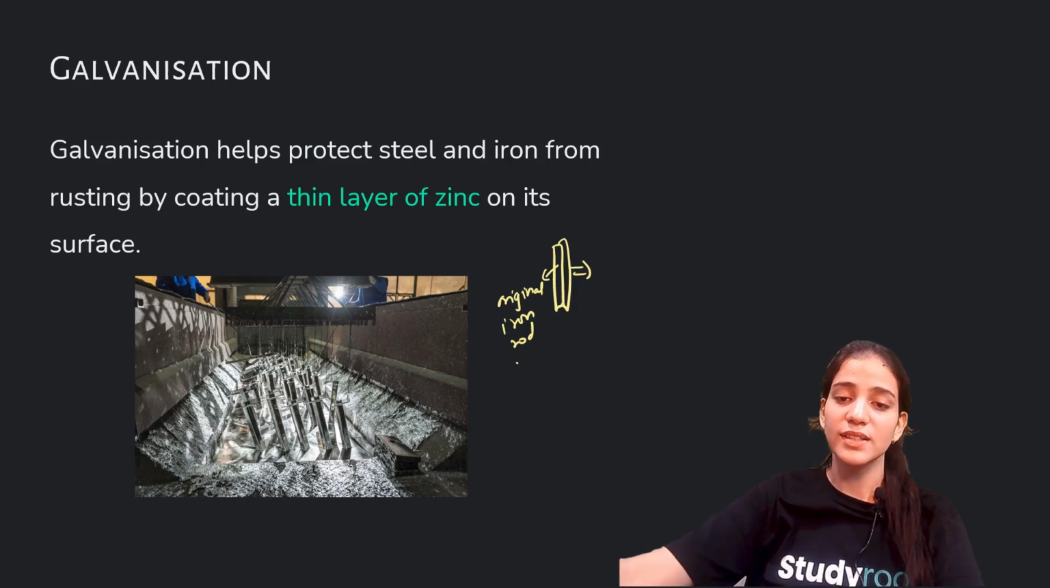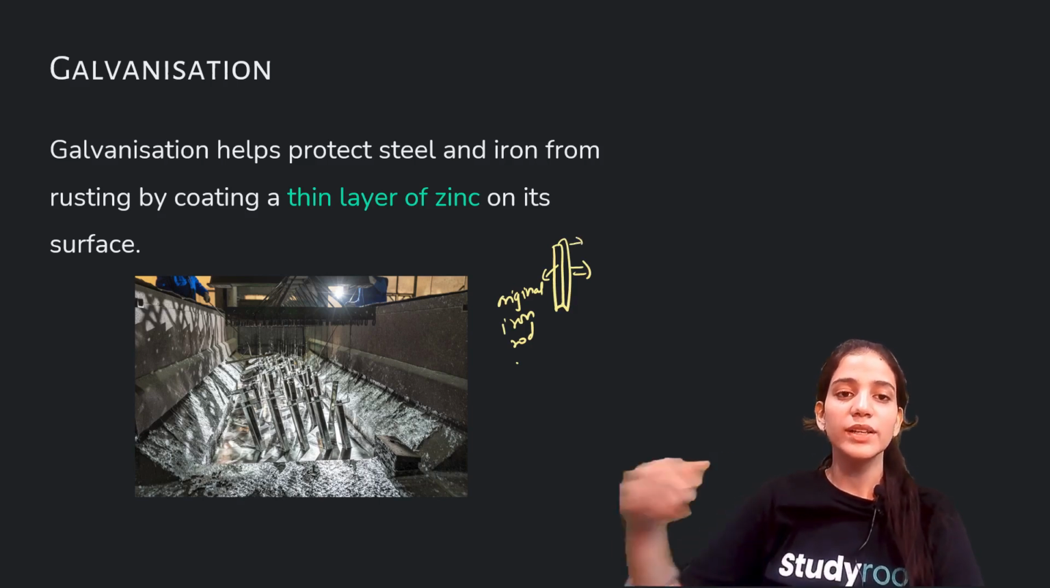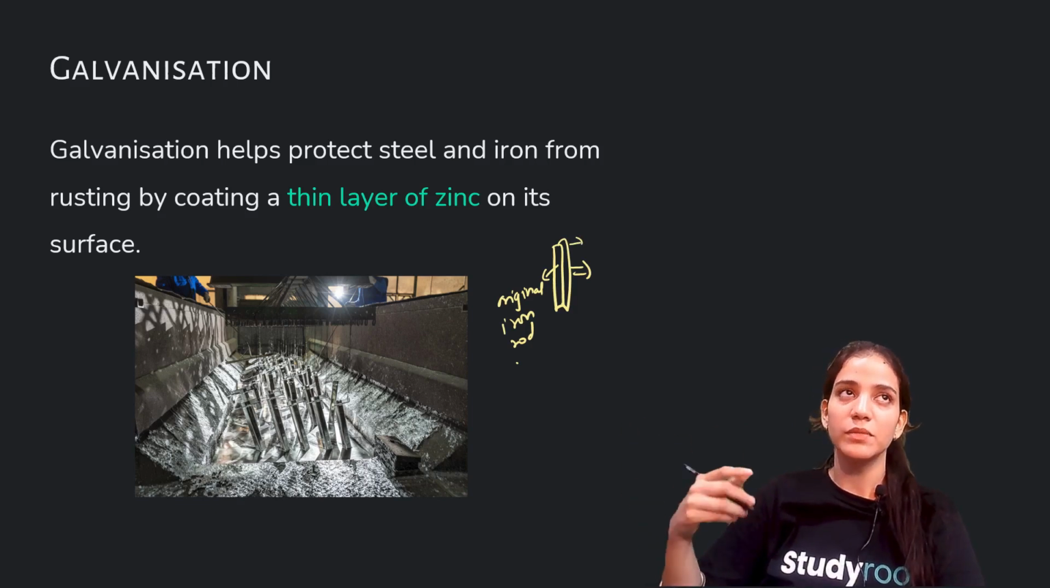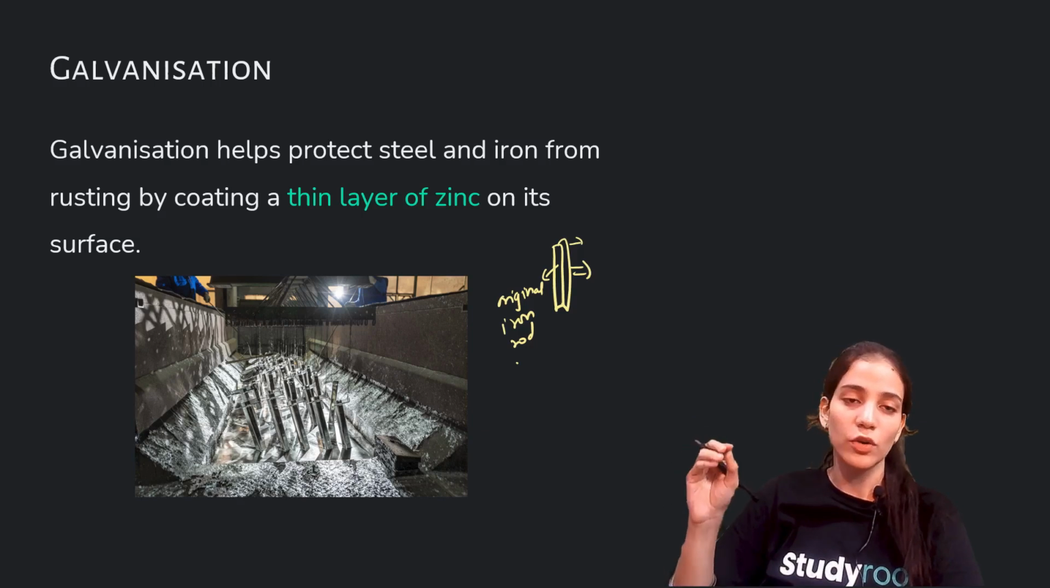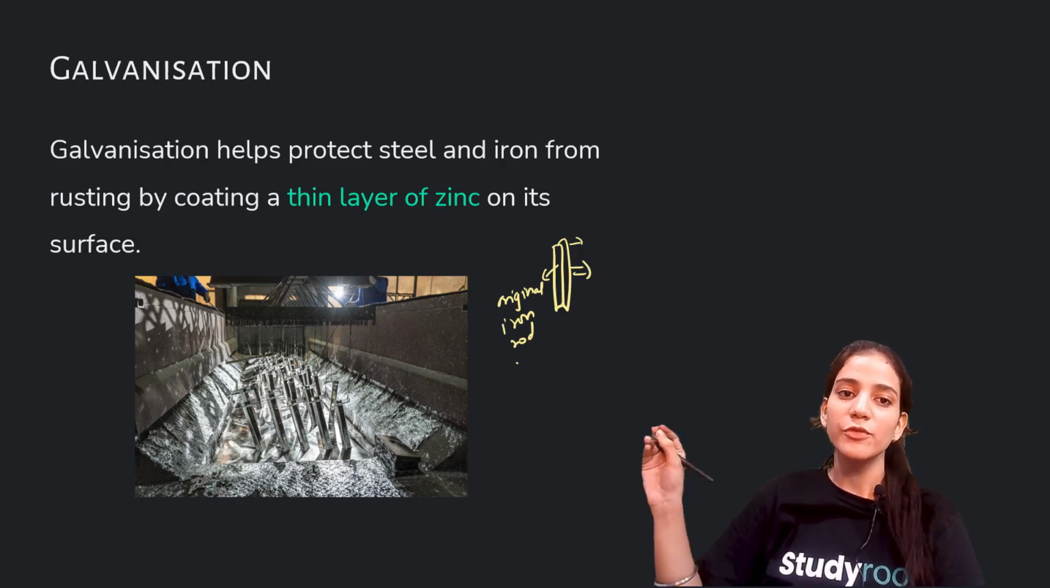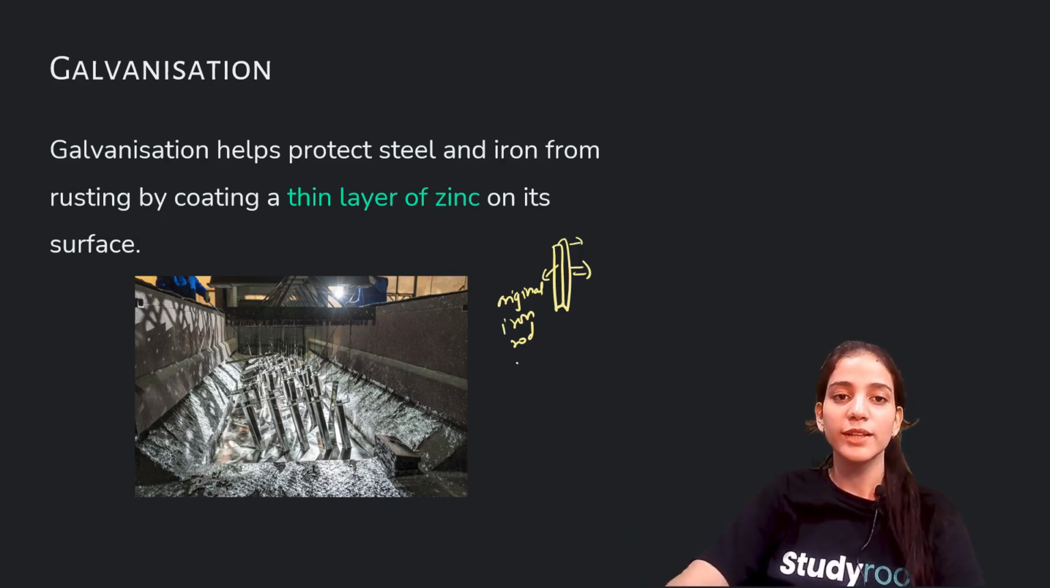Because I told you the reason in the previous slide, zinc is more reactive than iron, so it will react first with the air and whatever the elements are that are responsible for corrosion. So it will react with them first, and hence it will protect the iron.